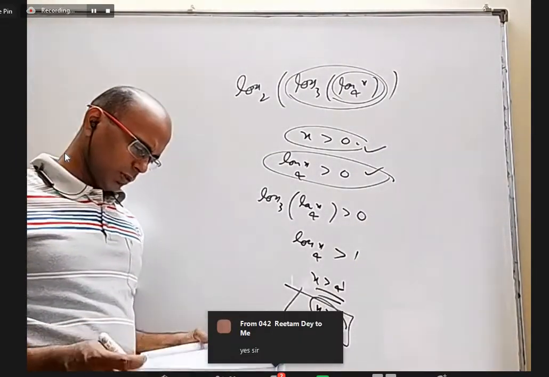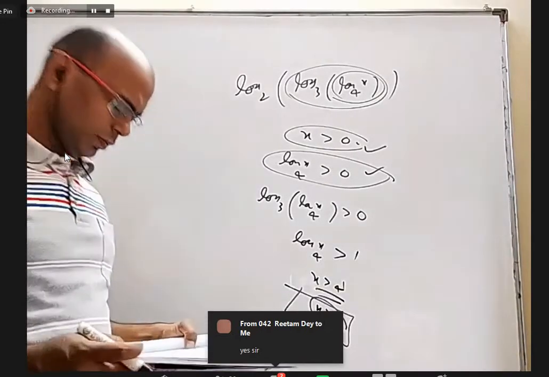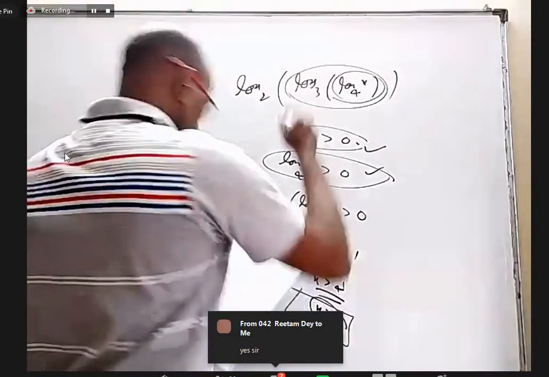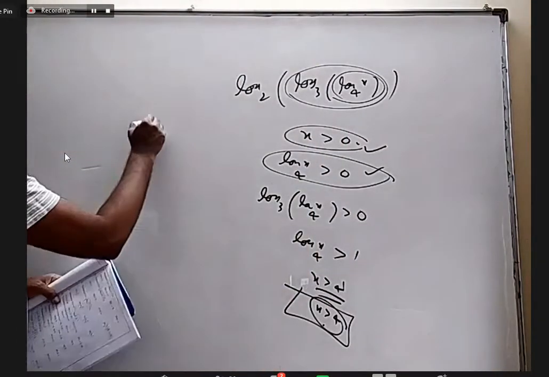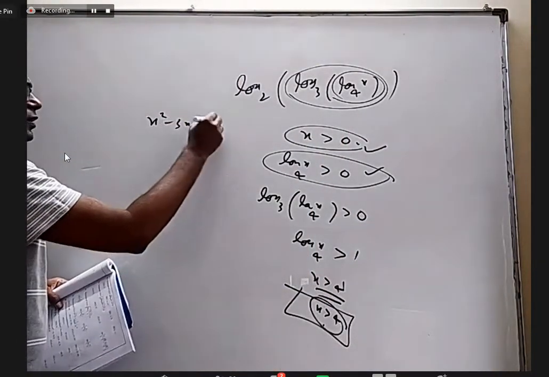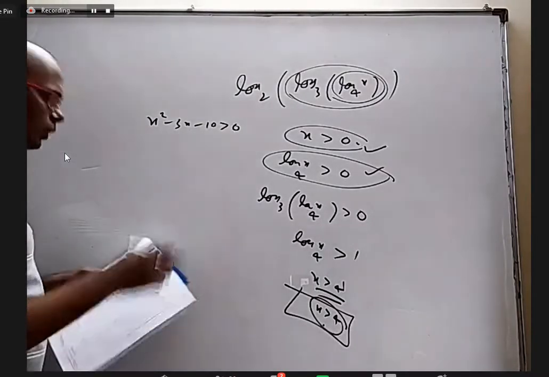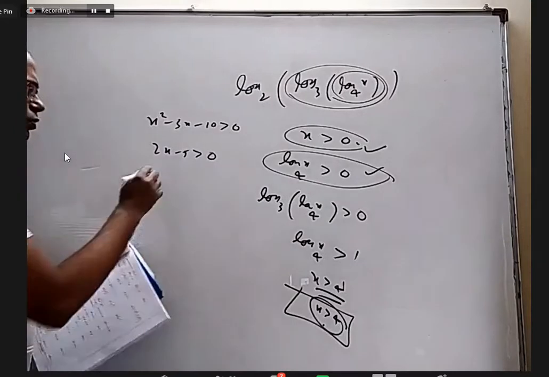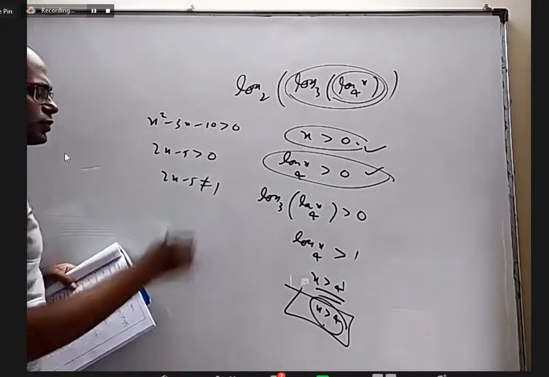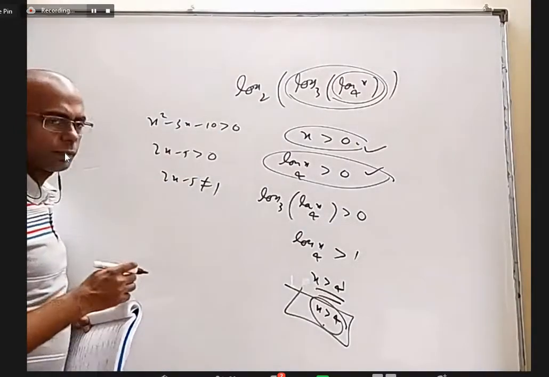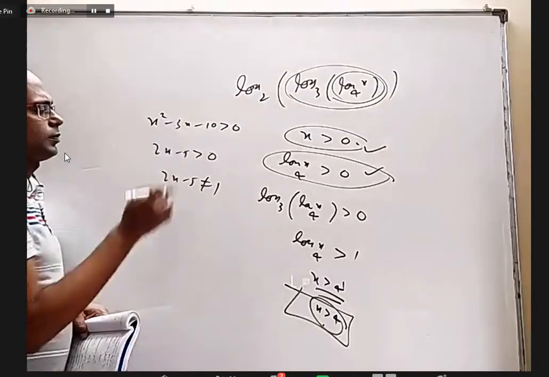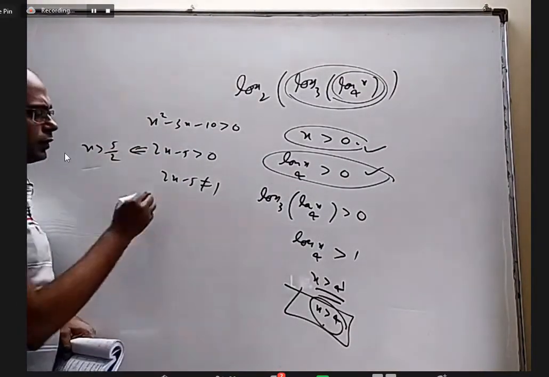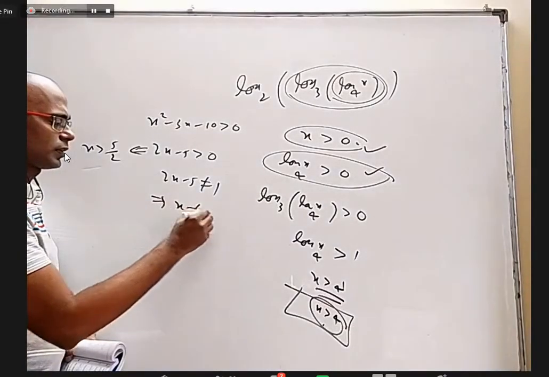Okay. 68, maybe I don't know, some of these things I discussed already, I don't recollect. In 68, x square minus 3x minus 10 should be greater than 0. And the base 2x minus 5 should be greater than 0, and it should not be 1. Three things you have to check for log to be defined. This will give you x greater than 5 by 2. This will give you x should not be 3.